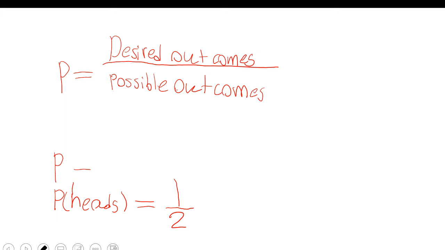Now you have to have some experience with probability problems, like geometric probability. I suggest you go watch all the probability videos because we're going to be doing probability problems which require some of those skills. Desired over possible, probability to get heads.